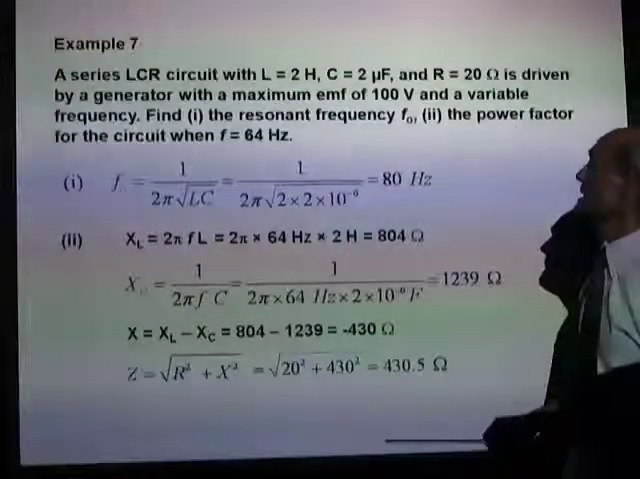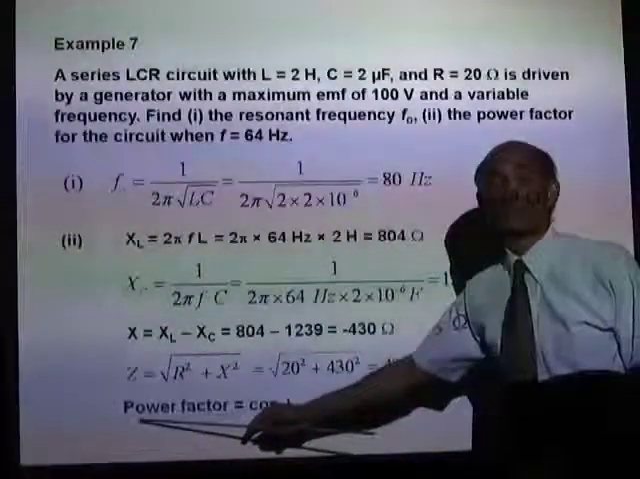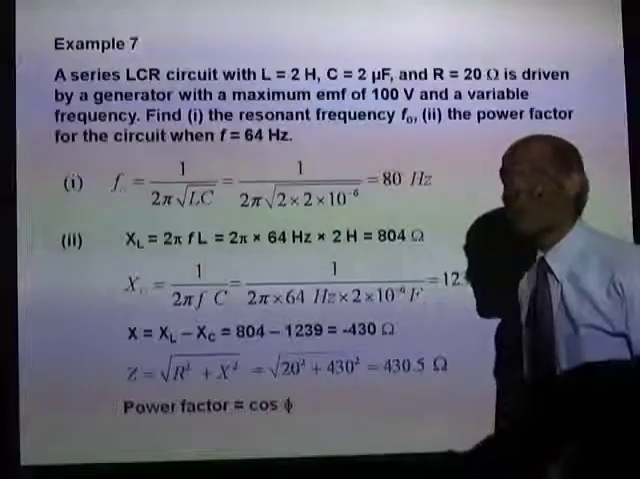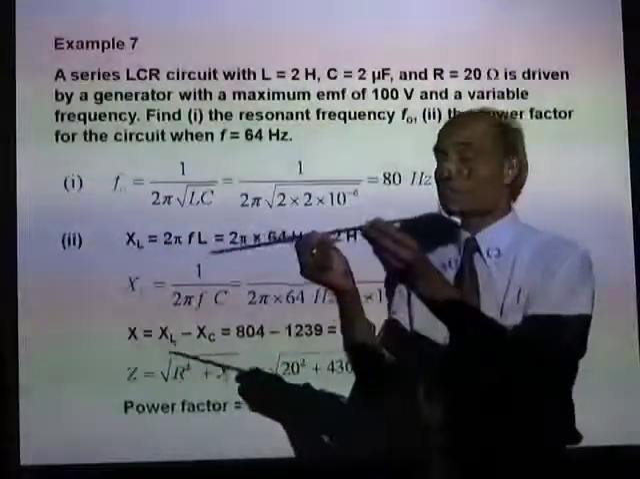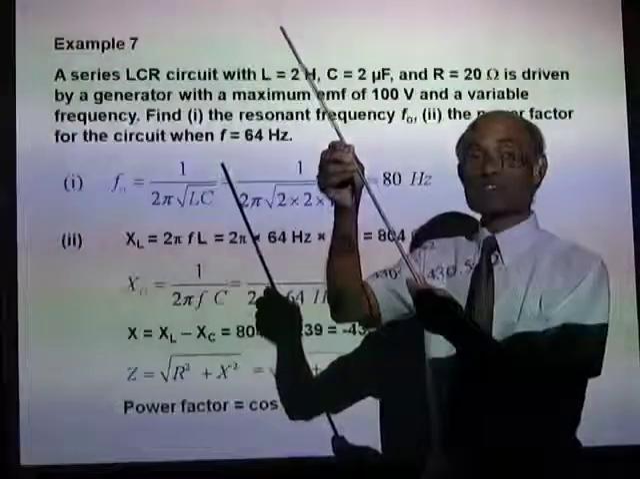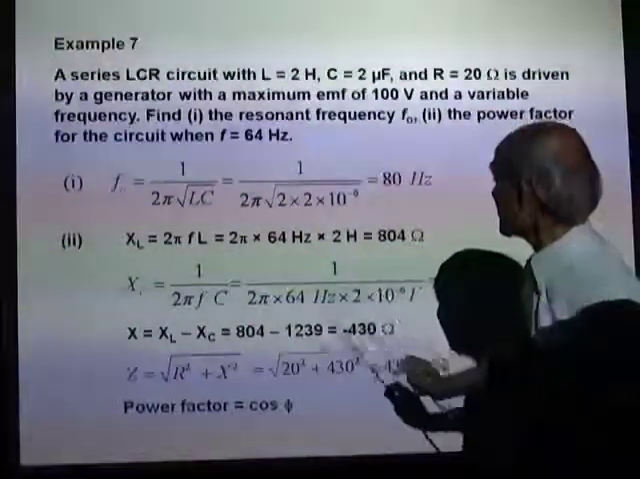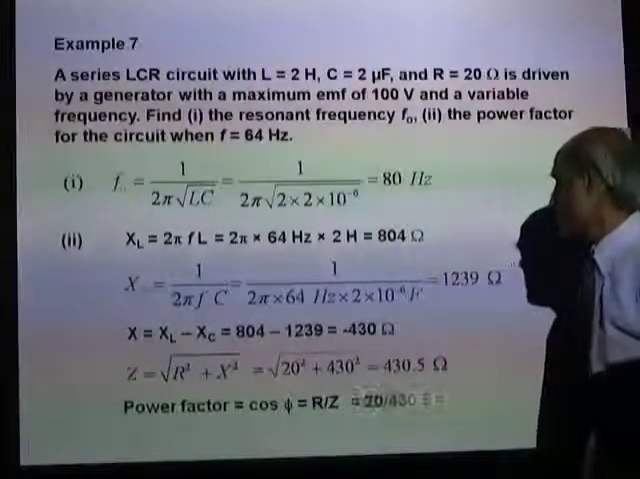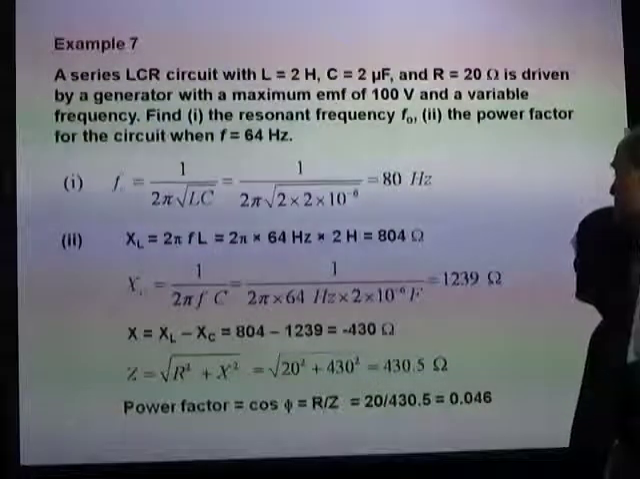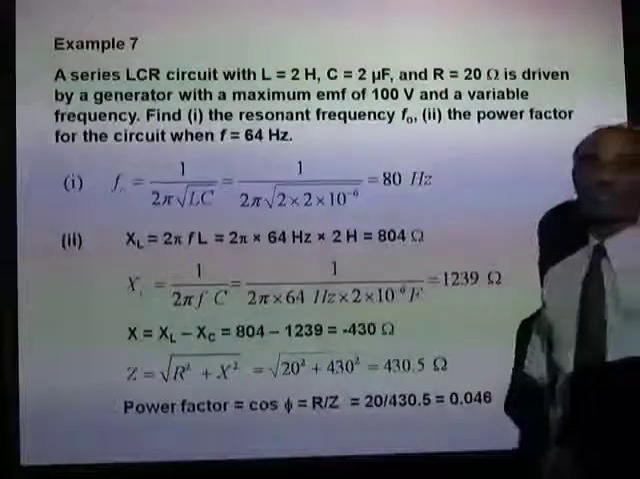We need to find the power factor. The power factor is cos phi. If you remember that diagram we had, cos phi is R divided by Z. So we got R and we got Z. Therefore, cos phi equal to R over Z. That will be 0.046.